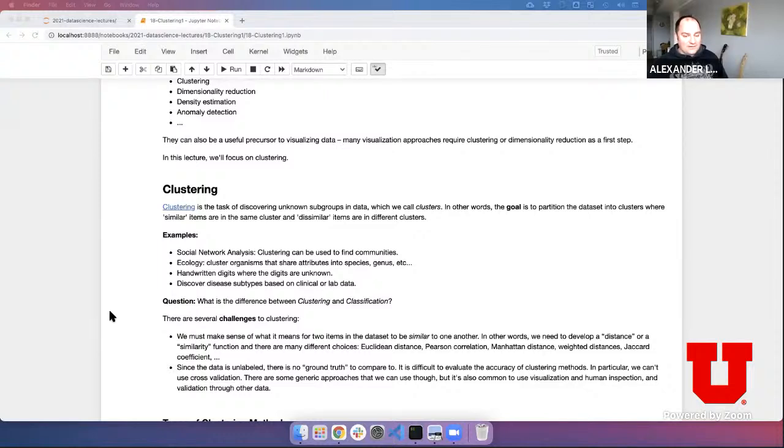Okay, so today we'll be covering clustering, and clustering is the task of discovering unknown subgroups in the data. We call them clusters. You can also think of clustering as a way of grouping. We want to partition the data set into clusters where similar items are in the same cluster and dissimilar items are in different clusters. For example, in a social network, you can use clustering to find communities, like tightly connected friendships or family circles. In ecology, you could cluster organisms that share attributes into species, genus, and so on. You could apply clustering to something like our handwritten digits example if we don't have the label.